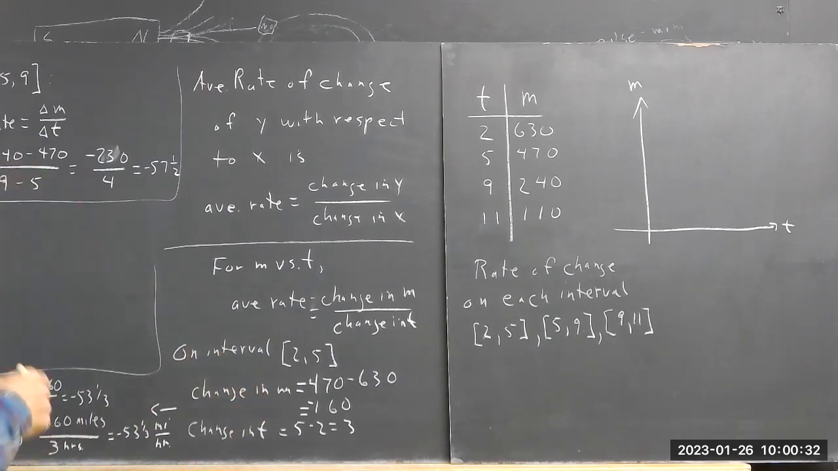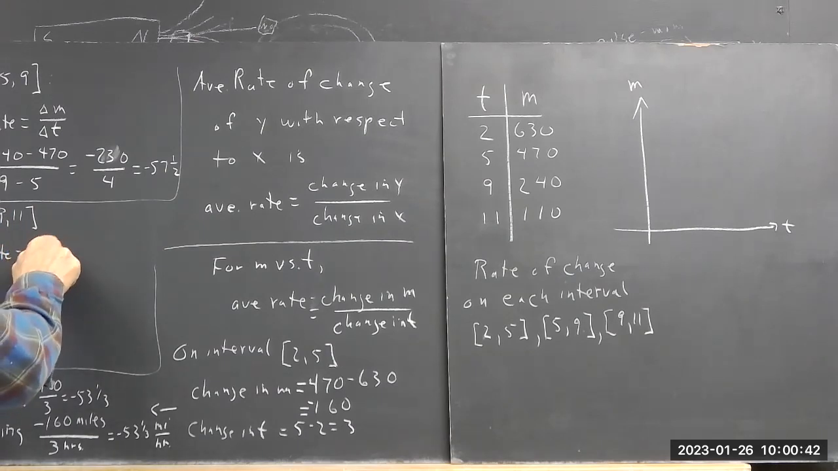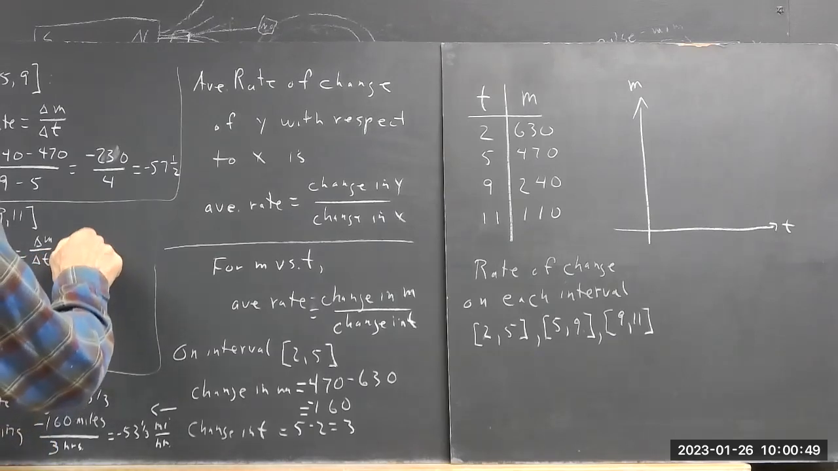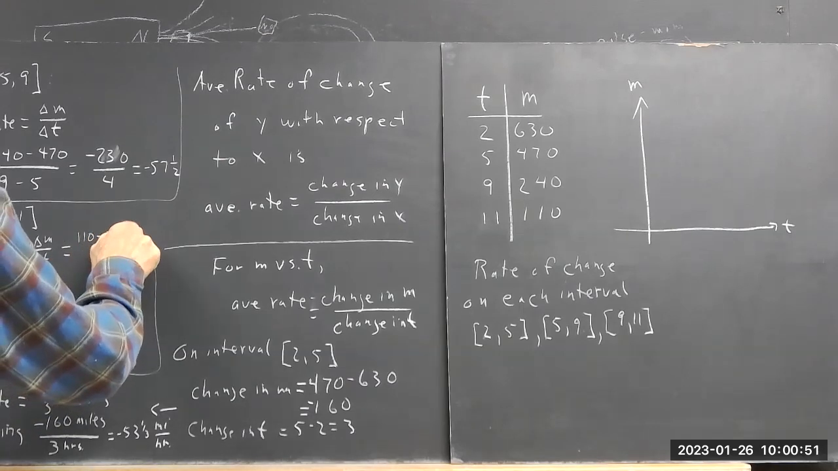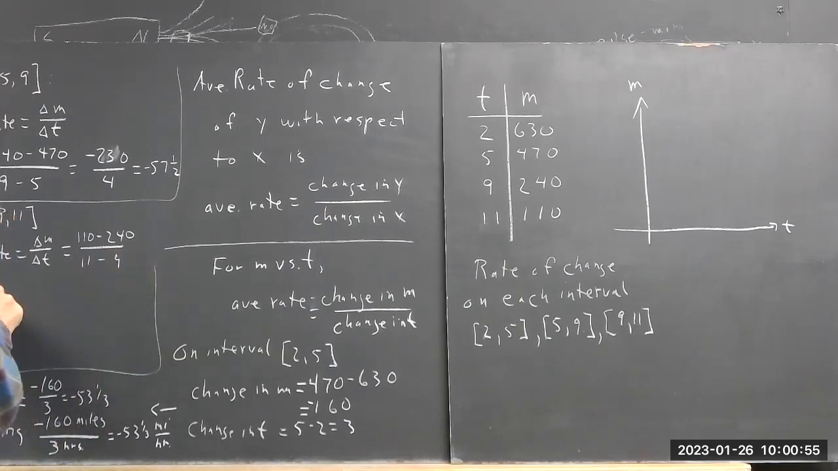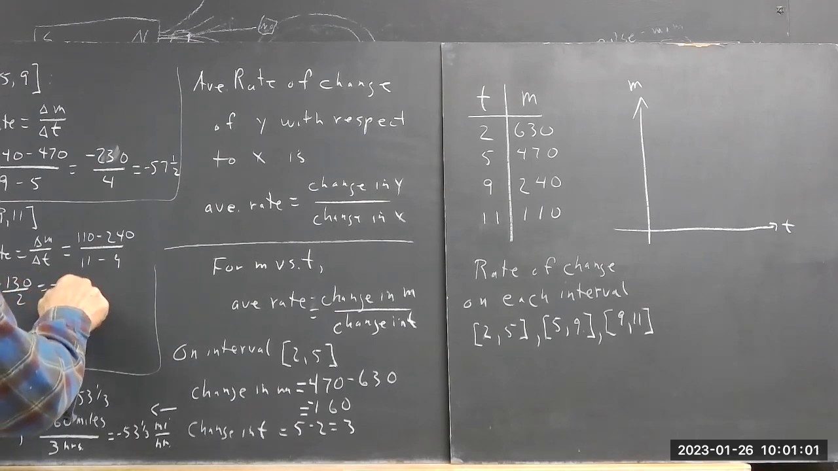Okay, and then the third one, on the interval 9 to 11. The average rate is delta M over delta T. You want to get used to writing stuff like this out. Equals 110 minus 240 over 11 minus 9. And that's negative 130 over 2, which is negative 65.